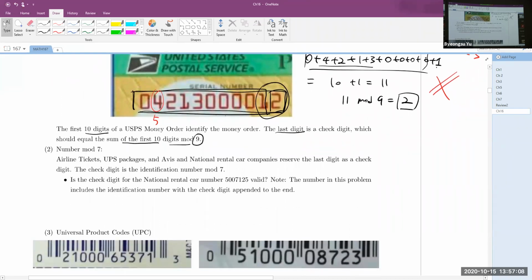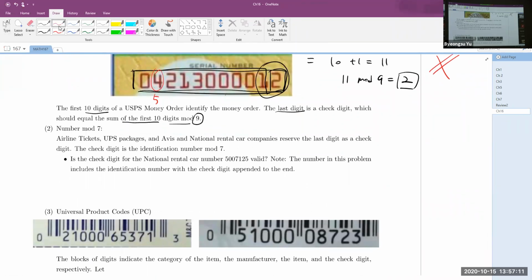Okay, great. The next one is about number mod 7. In airline tickets, UPS packages, and Avis or National car rental companies, they reserve the last digit as a check digit, and the check digit is the identification number mod 7. For example, if you have this big number 5007125, to make sure whether it is a valid number, pick the last digit and then find 500712 mod 7.